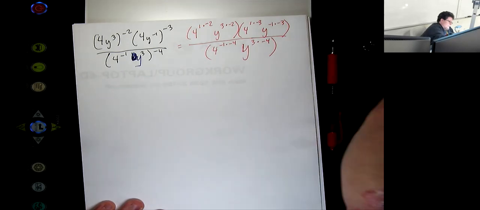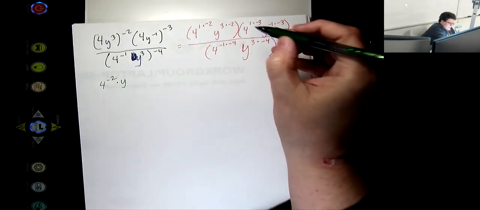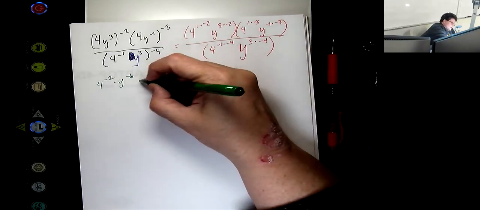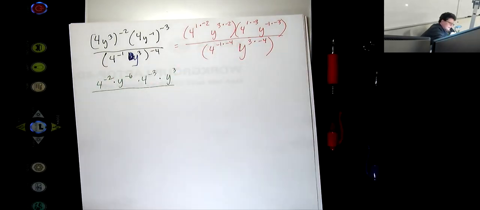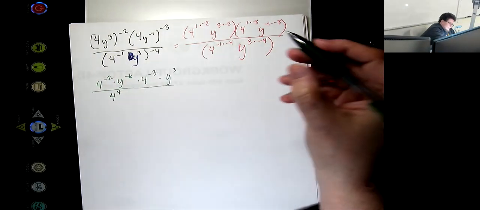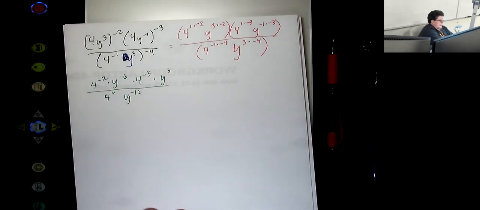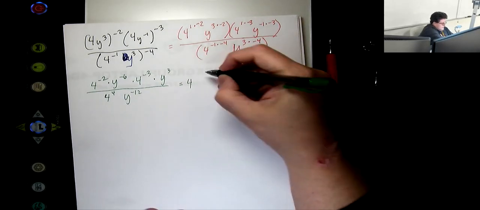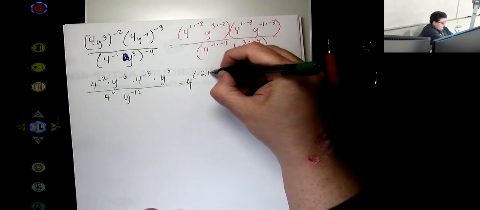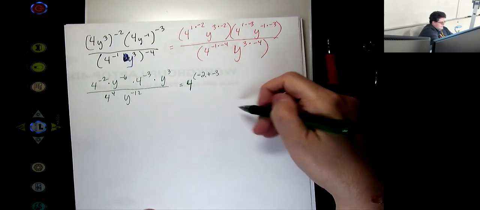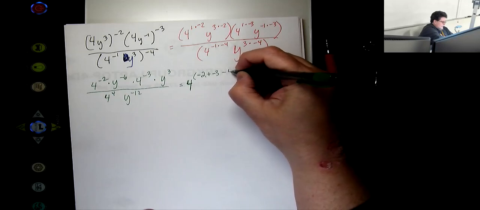All right, if you clean that up a little bit, what we've got is 4 to the -2 times Y to the -6, times 4 to the -3 times Y to the +3. And on the bottom, I've got 4 to the 4 and Y to the -12. So if I do the stuff with the 4s, all the things on top can be added together. The exponents, I've got -2 plus -3. And then I can subtract any exponent on the bottom, so I can do -4 for the exponent on the bottom.